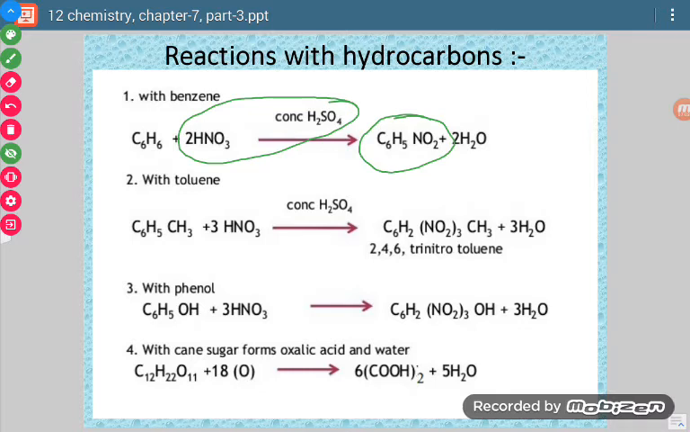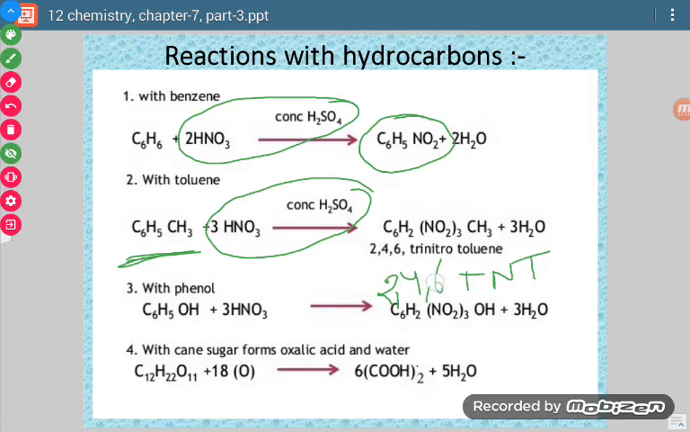Okay. Now similarly, when we take toluene and react it with this, there is formation of trinitrotoluene. We say it is TNT. Okay, all this we are going to discuss in organic chemistry. 2,4,6 trinitrotoluene. It is an explosive. Okay, it is used for making explosives.